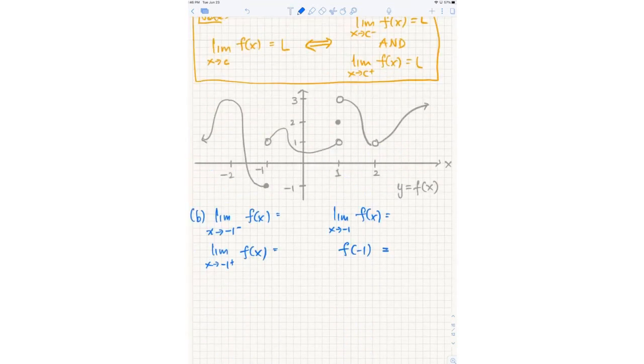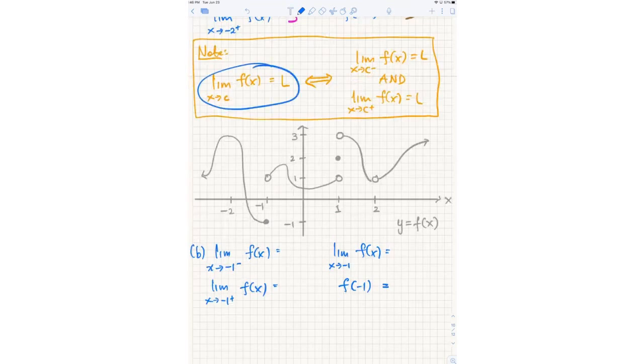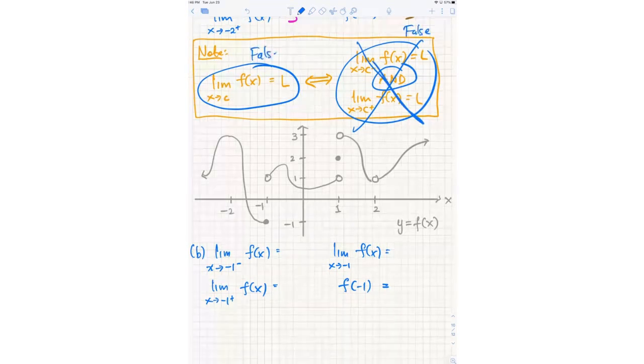Because logically, this says that these two things are equivalent. So if these two things are not the same, that means this thing is false. So since they're equivalent, this would also have to be false, right? So we're going to see exactly what that means in this one.